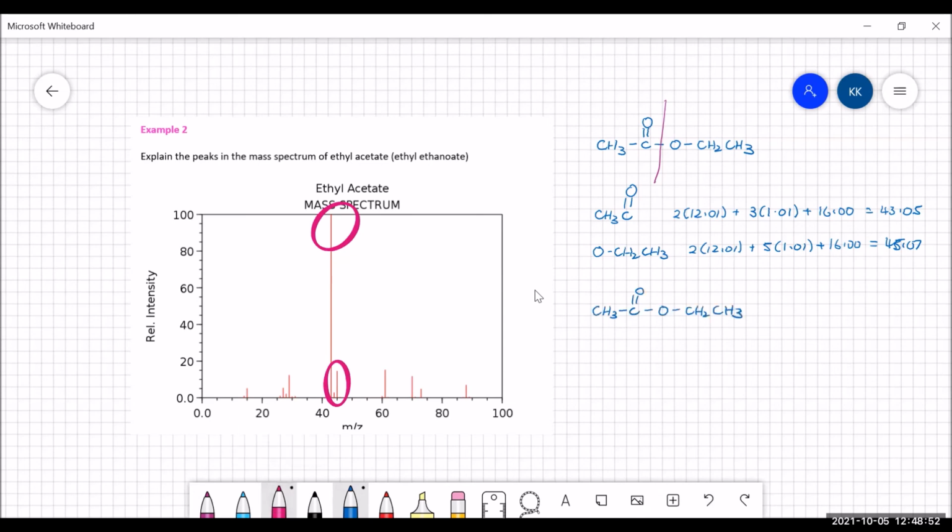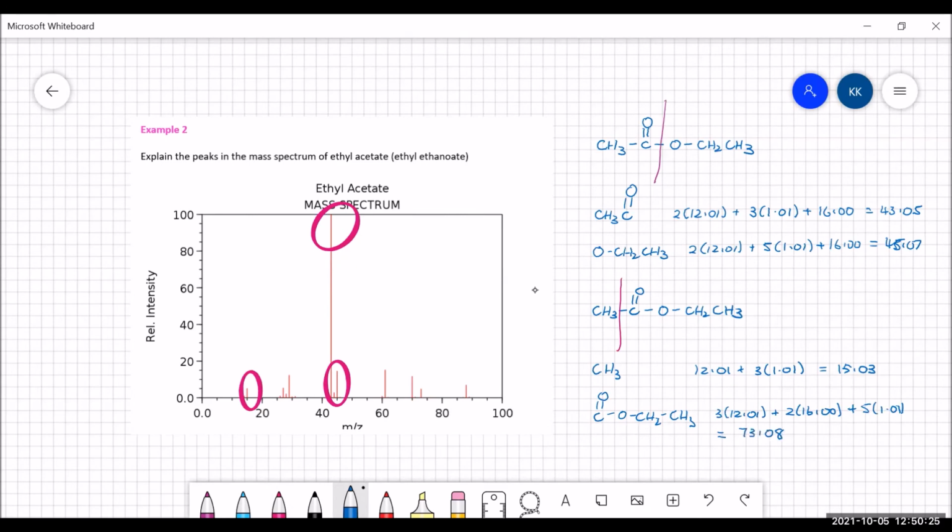Let's try the fragmentation on the other side of the carbonyl carbon. 2 fragments produced. First fragment, 1 carbon, 3 hydrogens, 15.03. Can we find a peak there? Yes, we can. Second fragment, 3 carbons, 2 oxygens, 5 hydrogens. This gives us 73.08. Can we find a peak there? Oh, quite a small one. However, this fragment is likely to break up further.